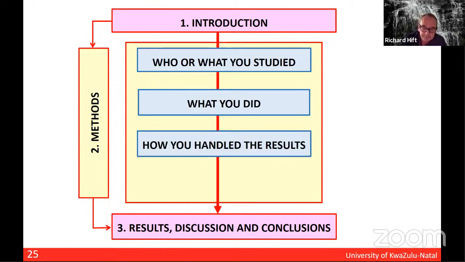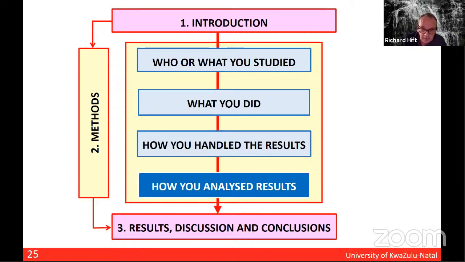How you handle the results: results were taken and stored on a spreadsheet and so on. But then very importantly, how you analyzed the results. Because this is the point where you and an independent reviewer of your data may part ways. That reviewer may say, I agree fully with who or what they studied. Good study. I agree fully with what they did. Good study. I agree fully with how they handled the results.